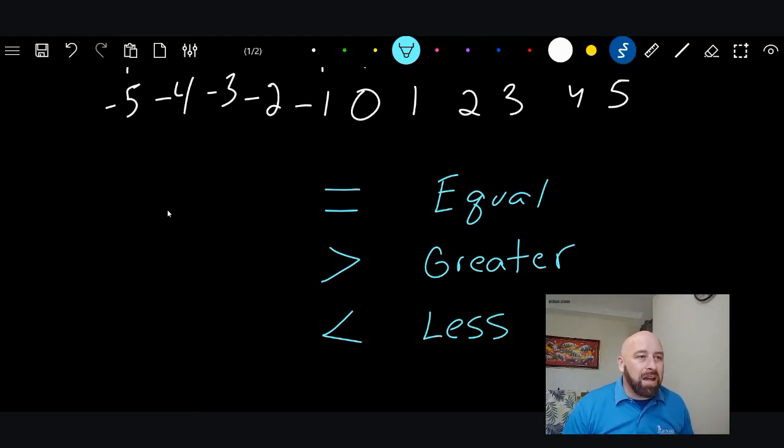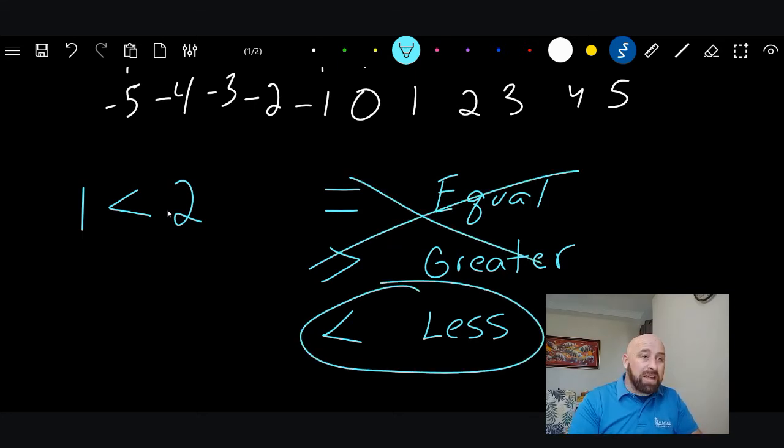Numbers cannot have any other relationships based on the number line. That's the only 3. And here's the interesting thing. They can only be one of those. So let's say I have the number 1 and the number 2. Well, what relationship does the number 1 have to the number 2? And you would say that the number 1 is less than the number 2. Okay, that's the only relationship. It can't have another relationship there. So in that one, it's this, and these ones, it cannot be those.